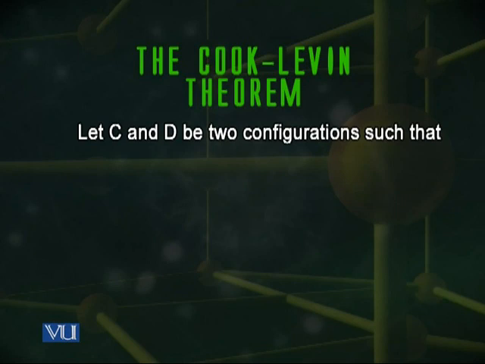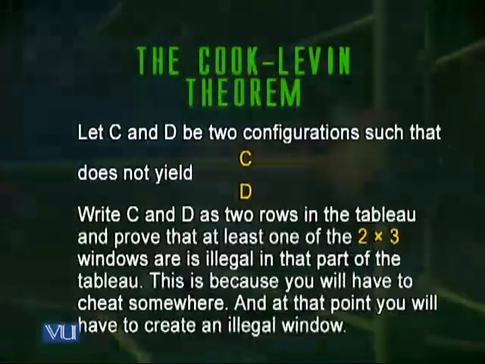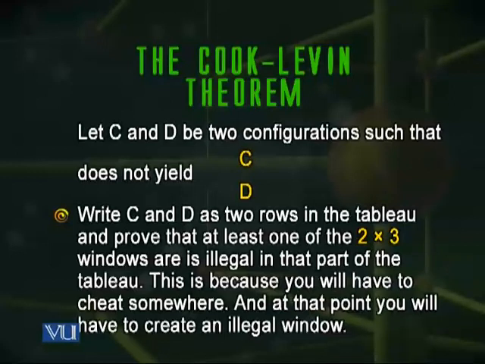The second exercise that we need to do is the following. Suppose now that we have two configurations C and D such that C does not yield D. So there is no way to go from the configuration C to the configuration D using legal moves of the Turing machine. Now suppose we write C and D as two rows in this tableau. What we can prove is that at least one of the 2x3 windows is going to be illegal.